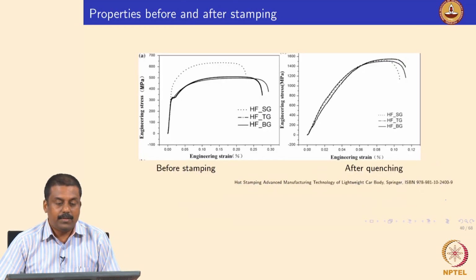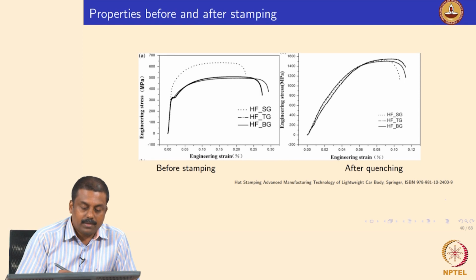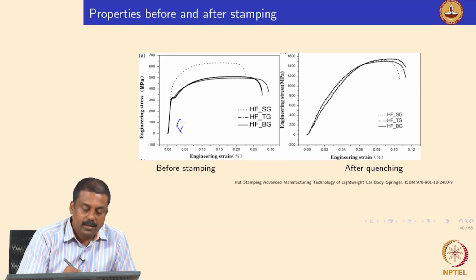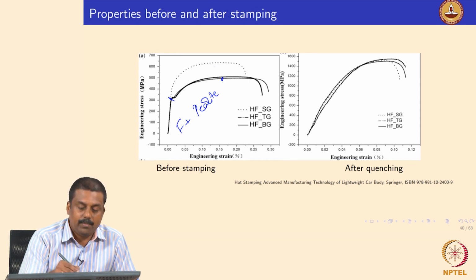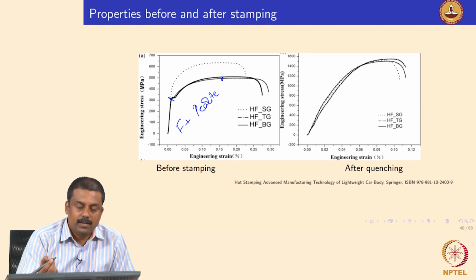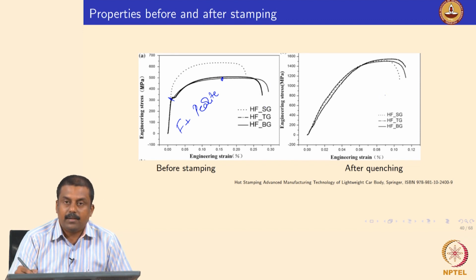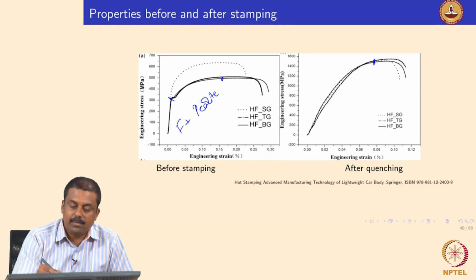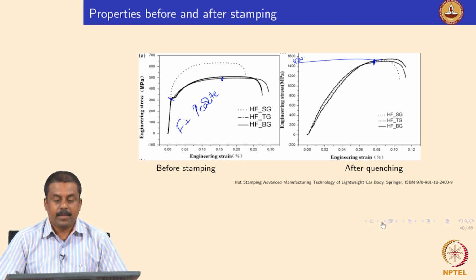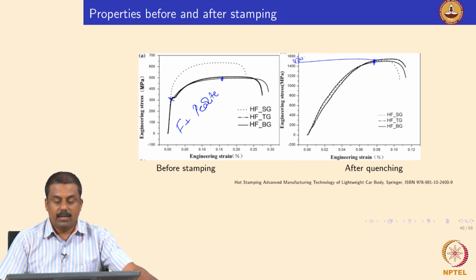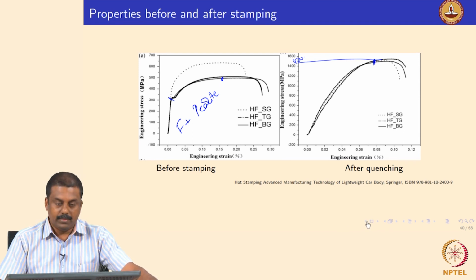So these are the properties before and after forming. You start with, say, the ferritic microstructure. You have a yield strength of about 300 MPa and UTS of about 450. That is what we saw in the previous banana diagram as well. It's a simple mild steel. After forming, you see the UTS went up to 1500 MPa because of the formation of a complete martensitic microstructure in the component. We will see in detail, when we look at the weldability of these steels, how the properties are affected.